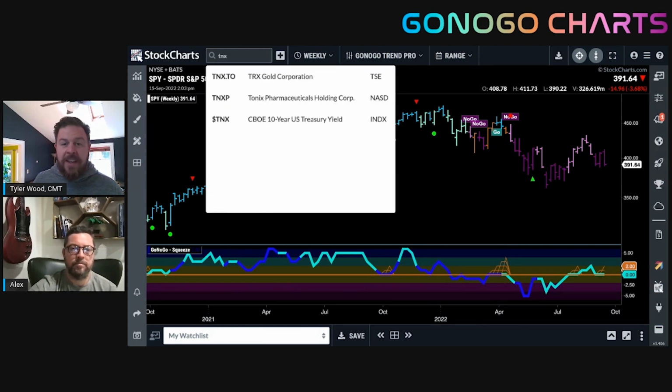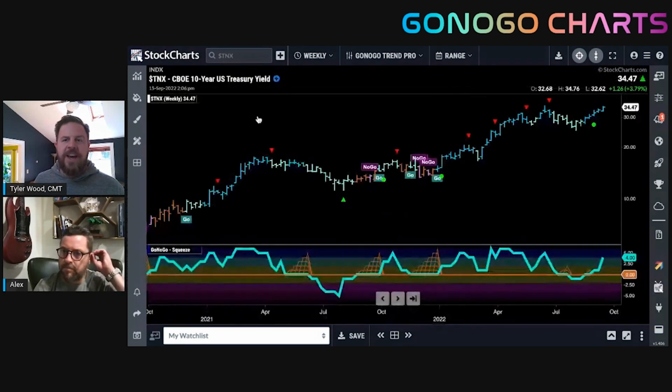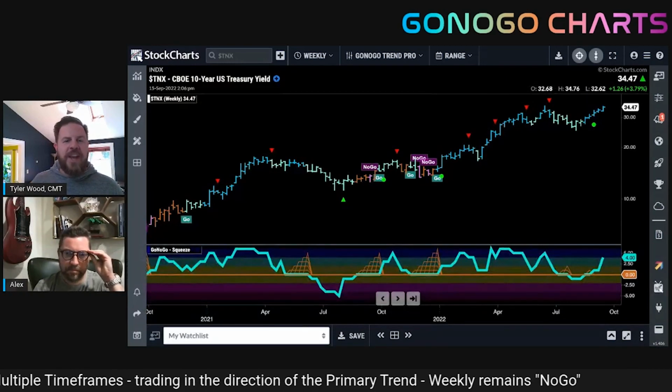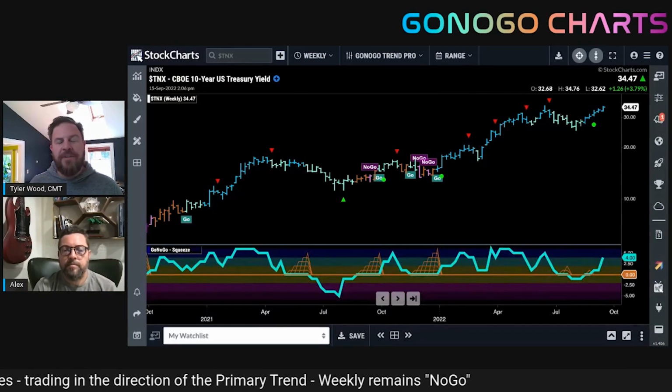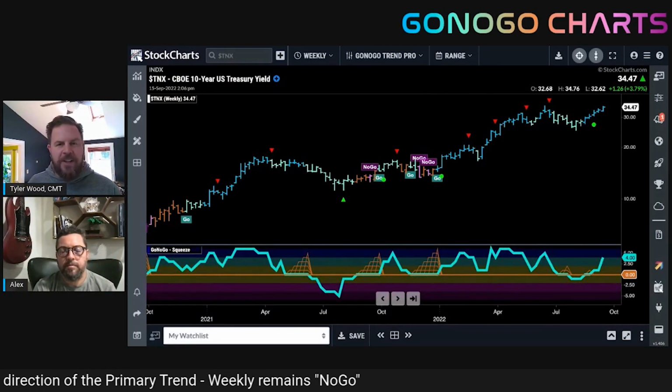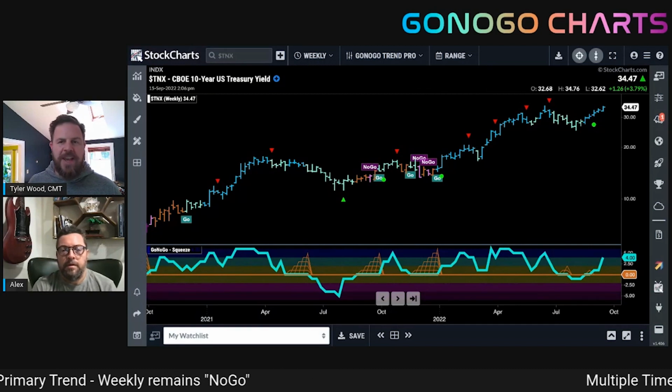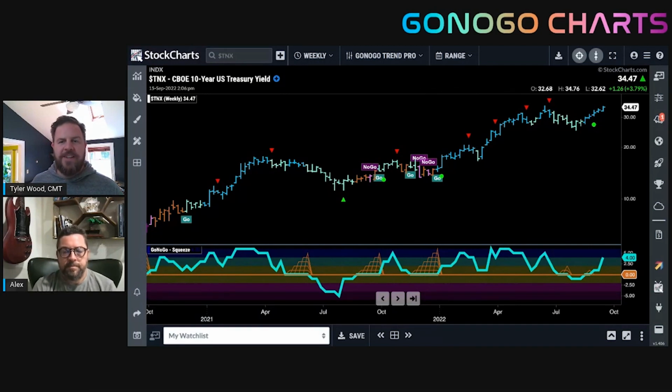This is the 10-year US Treasury yield that's going to help us understand what we're facing in terms of a rising rate environment here in the US, which is, of course, a headwind for stocks. Alex, talk to us about this chart of the TNX.